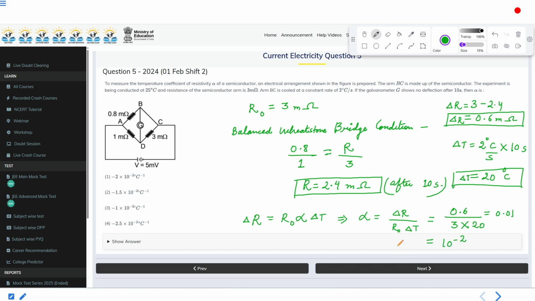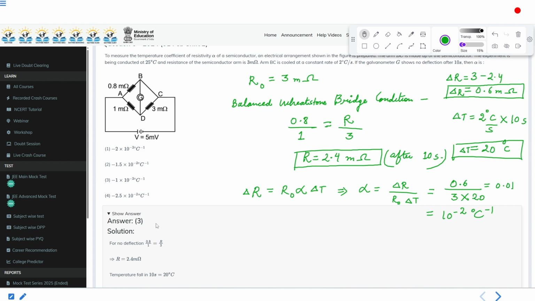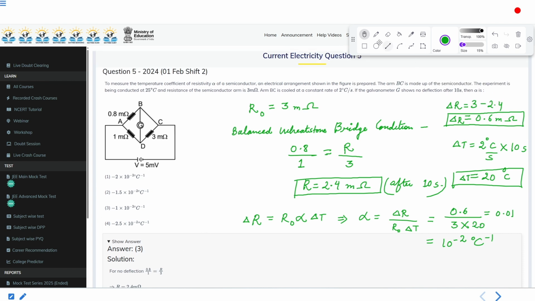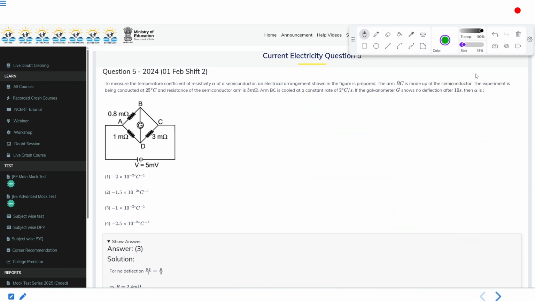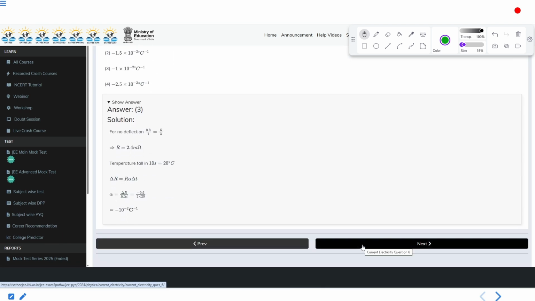And its unit is per degree Celsius. So 10 raised to power minus 2 per degree Celsius. So which option is correct? Third. So the third option is correct. So let's see. Yes, the third option is correct. So we can do another question.